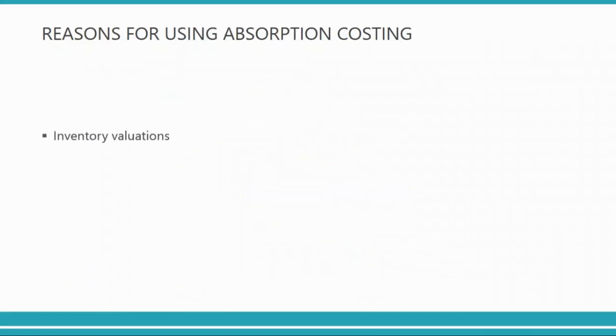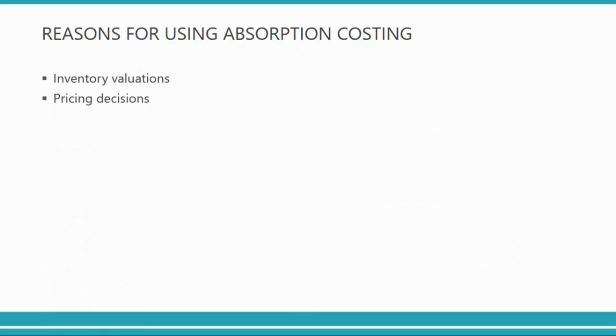Reasons for using absorption costing. Why do we use absorption costing? We use absorption costing for inventory valuation. When you have to calculate, for example, like I said, that $20 is material, $10 is labor, $5 is overhead, so I know that the cost of one table is $35. So I go to my warehouse and I see how many tables I have in stock. So I've got 1000 tables, and I know that the cost of one table is $35.